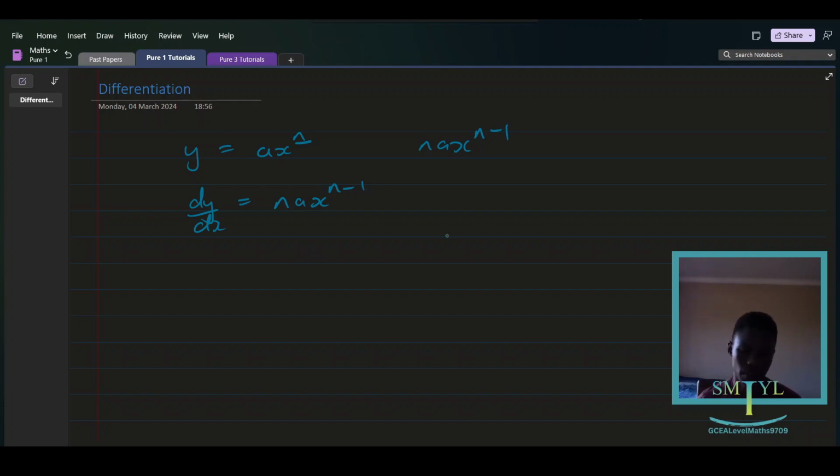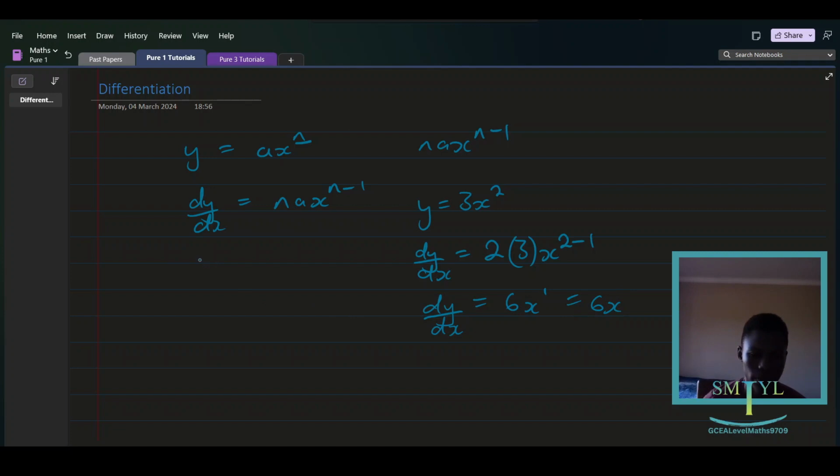So let's look at an example. We've got y is equal to 3x squared. So dy dx would be equal to, drop the power, so it becomes 2, and we still have our 3 here, and there's an x, and then subtract 1 from the power, so it's 2 minus 1. You can simplify this and you get dy dx is equal to 6x to the power 1, which we can simply write as 6x.